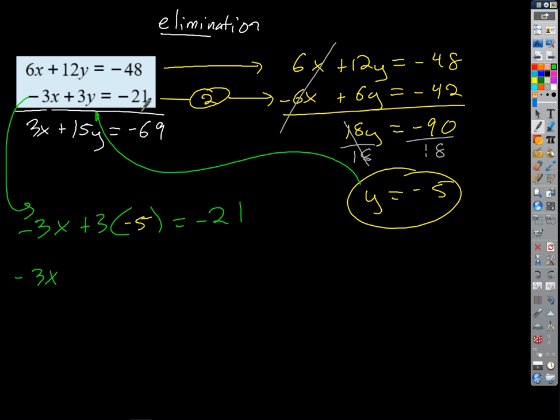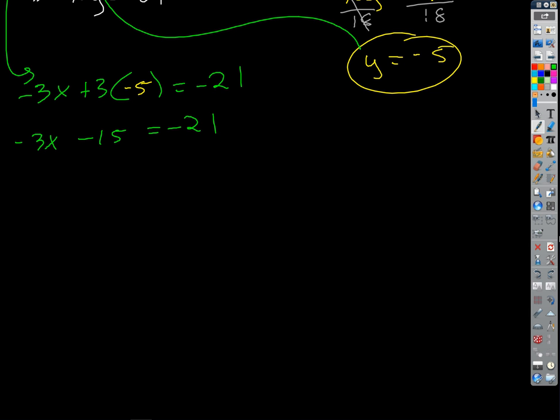Okay. So negative 3x, that's going to be minus 15 equals negative 21. 2 steps in order to isolate x. Add 15. Divide by negative 3. Good. So I get negative 3x equals negative 6, right? Divide by negative 3 and get 2. So there's my solution then, right?